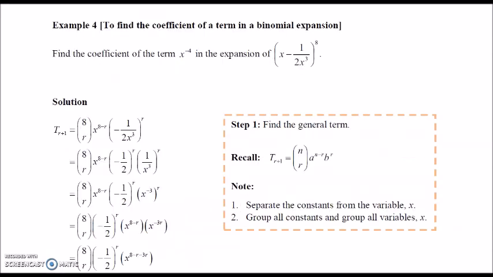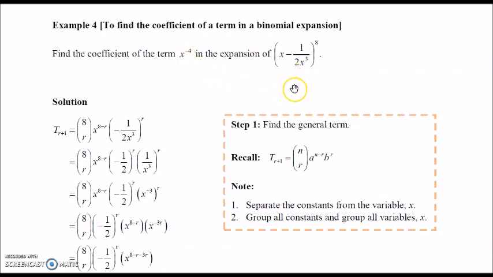We will now move on to the last example of the day. Example 4, where we're going to find the coefficient of a term in a binomial expansion. Okay, so let us take a look at this question. Okay, I'm supposed to find the coefficient of the term x to the power of negative 4 in this expansion. So basically, we need to find the value beside the term x to the power of negative 4.